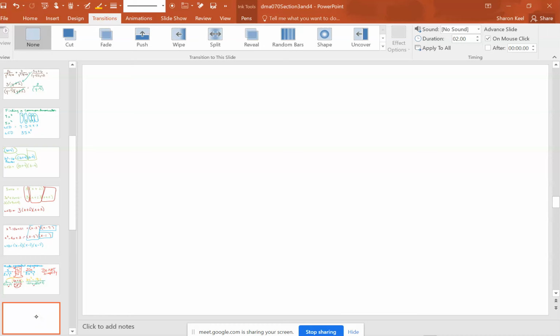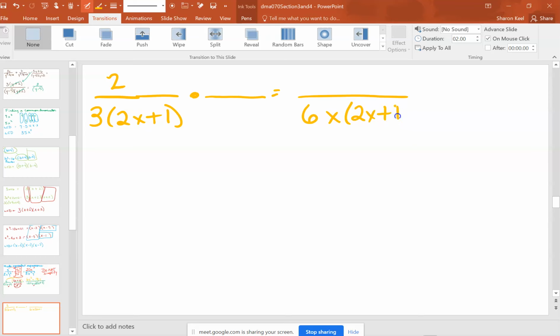Here we have another. We have 2 over 3, 2x plus 1. I'm going to leave myself some working space, and then they give me 6x, 2x plus 1, and an x minus 3. So I need to determine what I need to multiply by. To go from the 3 to the 6x, I would multiply by 2x. 3 times 2x is 6x. I have a 2x plus 1 here and here. I need to use this x minus 3.